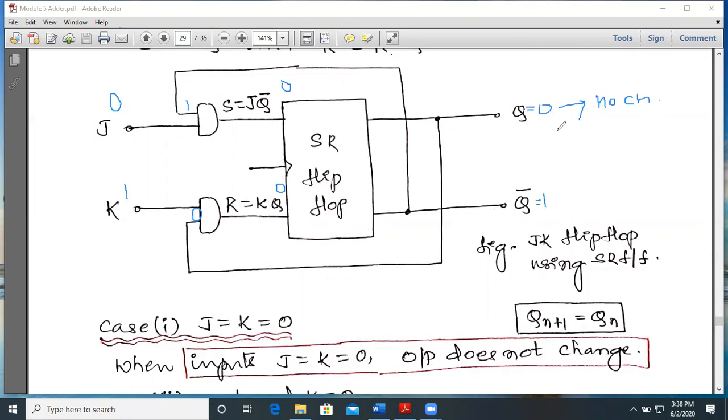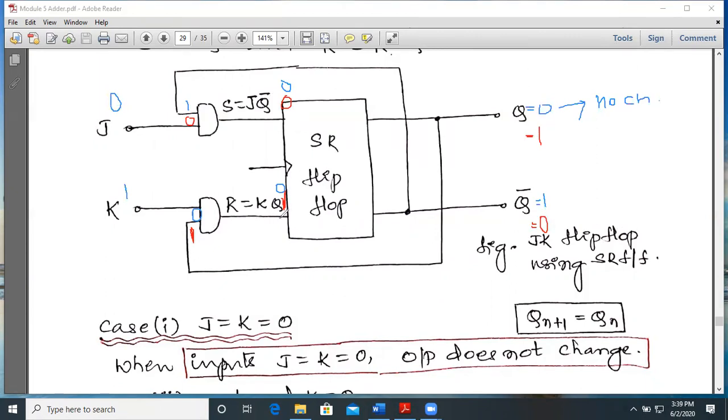Okay, now let us move on in order to see when Q is equal to 1. So when Q is equal to 1 and Q bar is equal to 0, what will be the output? Here Q bar is 0, so we are going to get 0 over here. So both the inputs are 0. So S is 0 over here. Now let us take 1 over here. So both are equal to 1 now. K is 1, Q is also 1.